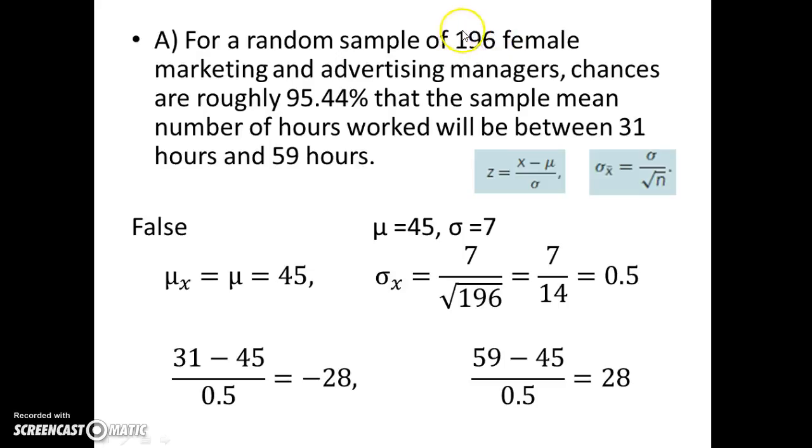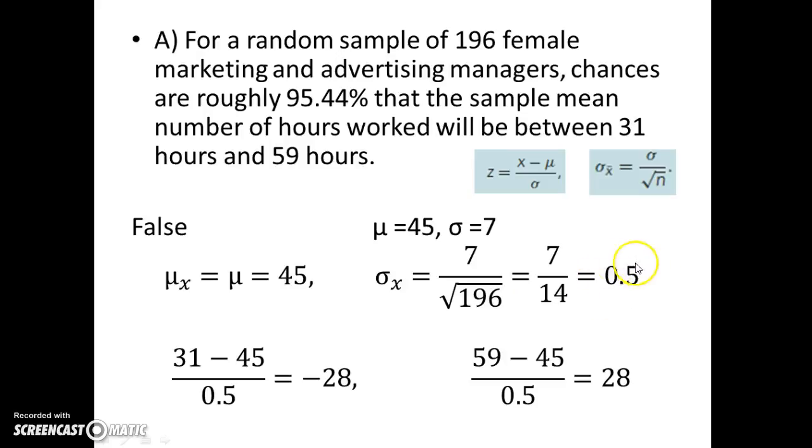It's a sample, so we have a sample size, which is 196, and if we work with a sample we get a standard deviation for the sample, and this is the formula. We know that the sample mean is going to be equal to the population mean, which is 45, and to find the standard deviation of the sample we use this formula. It equals the standard deviation of the population, which is 7, over the square root of the sample size, the square root of 196.